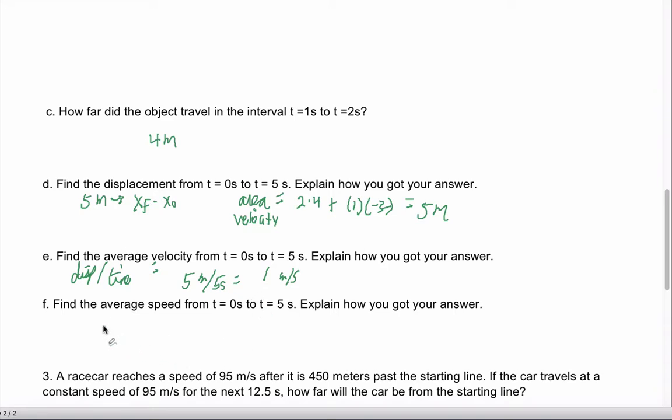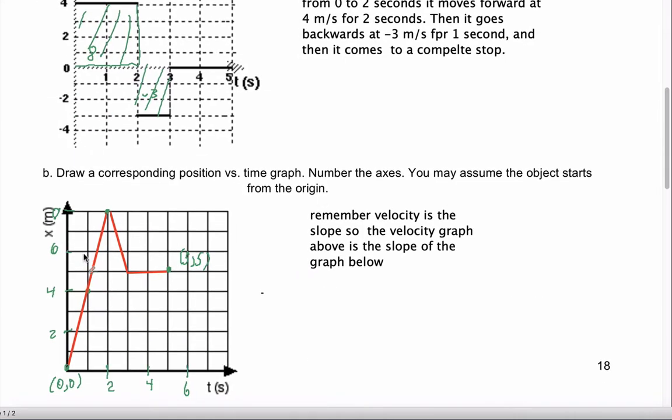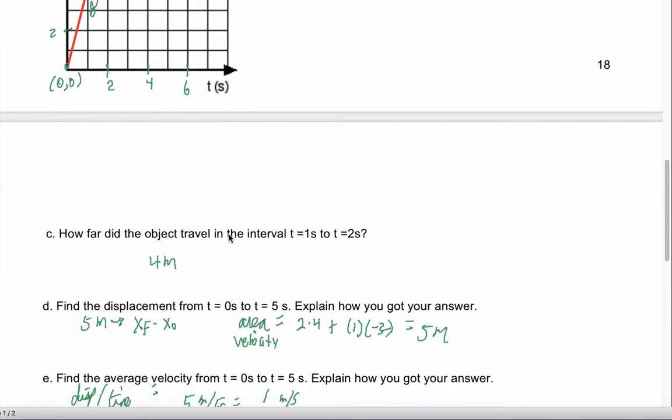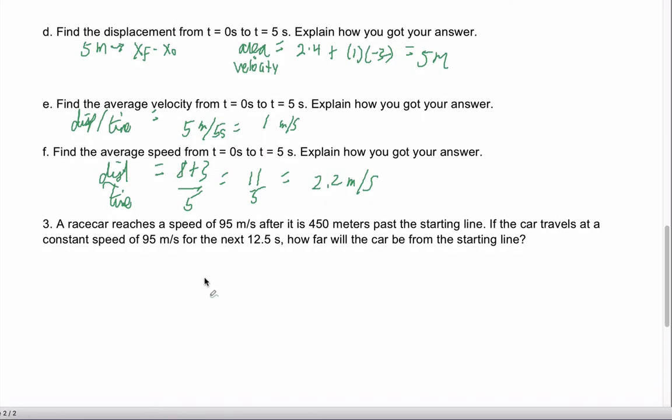Now the average speed is going to be the distance over the time. Well, the total distance is going to be 8 plus 3 divided by this time of 5, which is going to be 11 over 5, which is going to actually give us 2.2 meters per second, gauging by the total distance, where I'm going 8 forward and 3 back for a total of 11. And that's giving me my average speed.